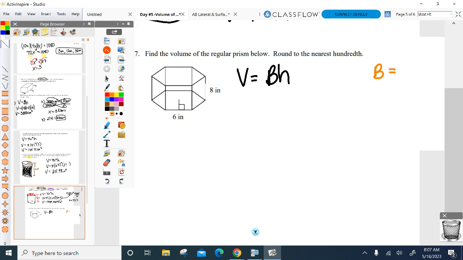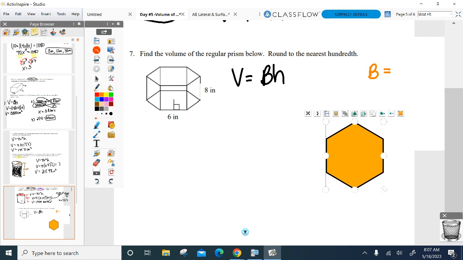Let me see. I'll draw it out, I guess, over here. Hexagon, got it. Hexagon. There it is. Okay, can you guys help me find the area of this for me? This is just big B.